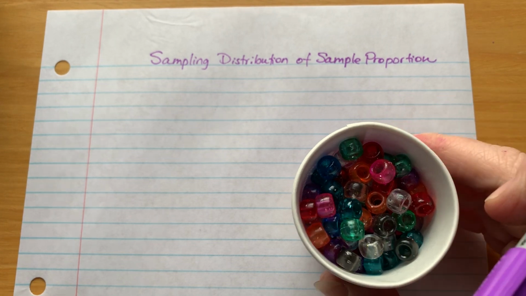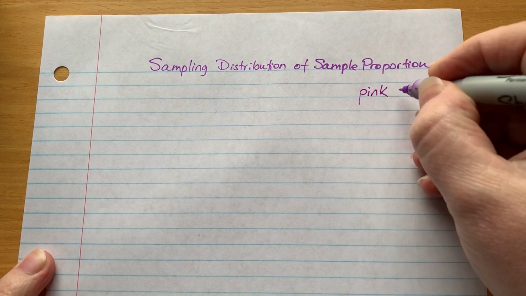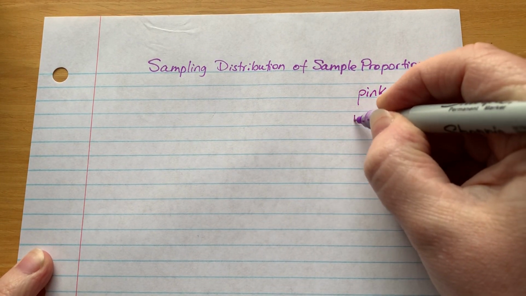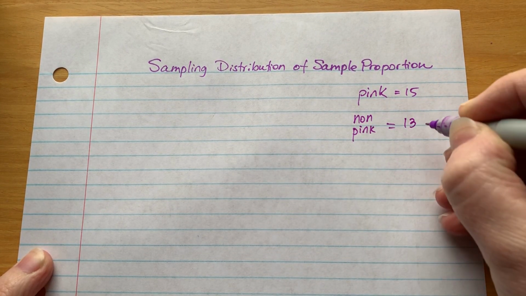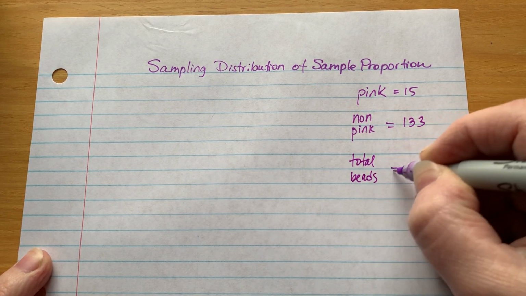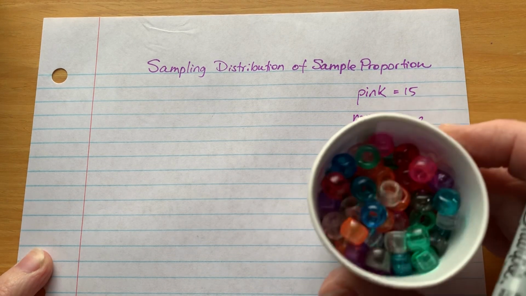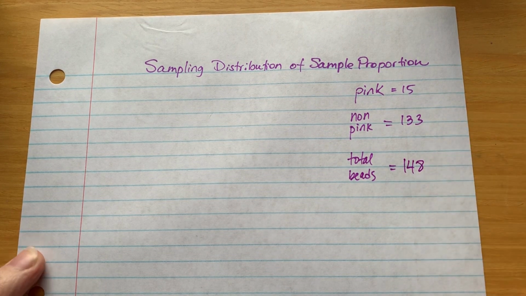Now, if you remember, we got 15 pink beads in there, and we had 148 beads in total. So let's quickly write that we had pink beads, 15 of them, and non-pink, we had 133, and total beads that we had in that little sample of a cup. This is a different cup, but if I took lots of them, I would have 148 beads in a cup.